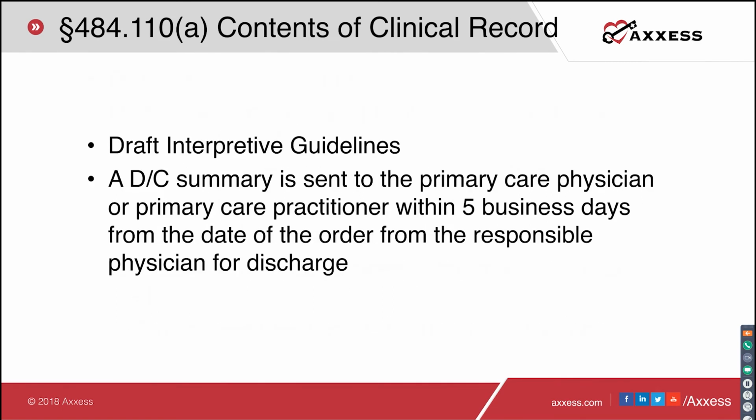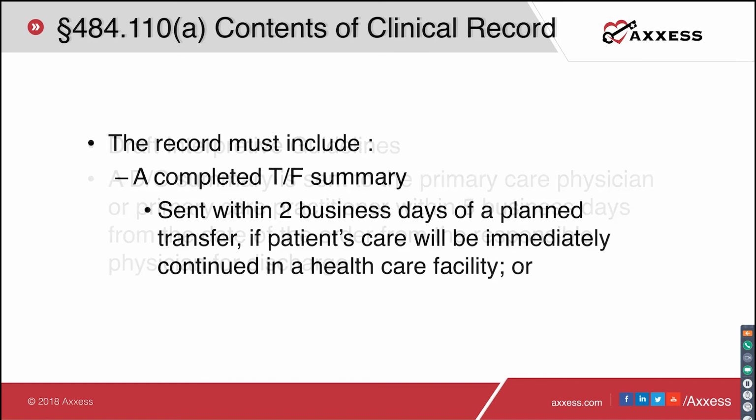Remember, there's the draft interpretive guidance that tells us that the discharge summary is sent within 5 business days from the date of the order from the responsible physician for discharge. We also see that the records have to include a completed transfer summary, and that has to be sent within 2 business days of a planned transfer. So basically, if you're going to transfer the patient to a hospital and you know about this transfer, within 2 business days, that transfer summary has to be at the facility where the patient's receiving care.